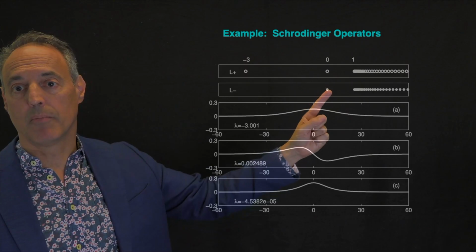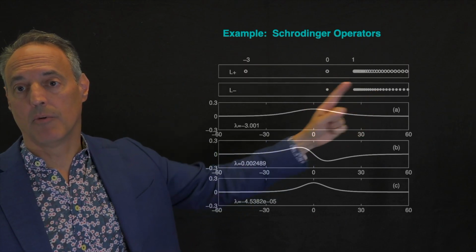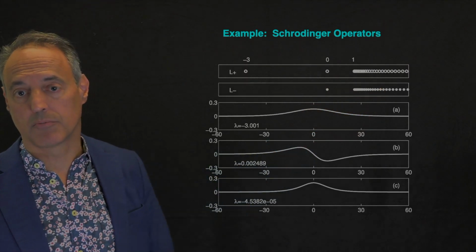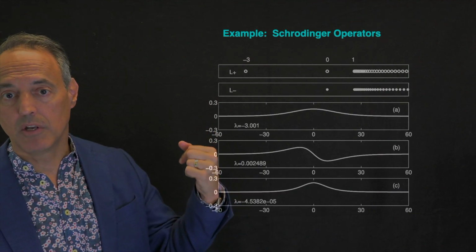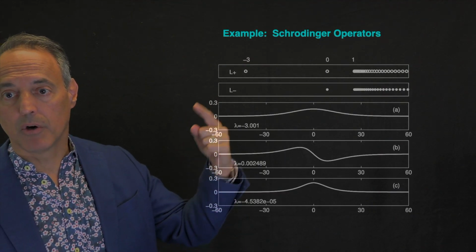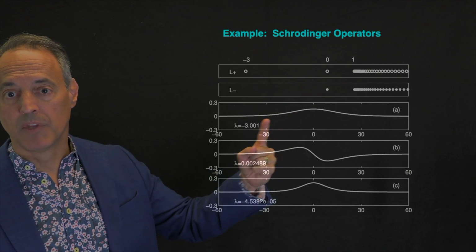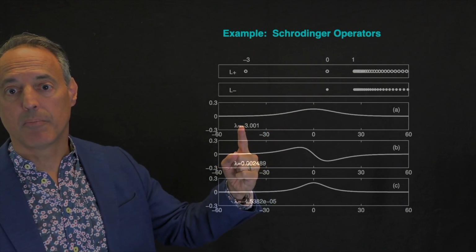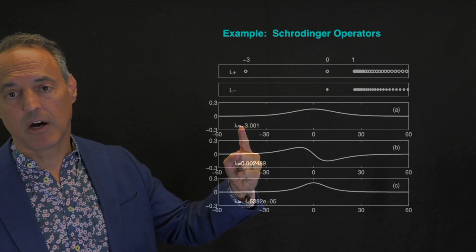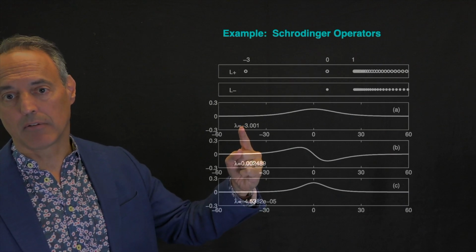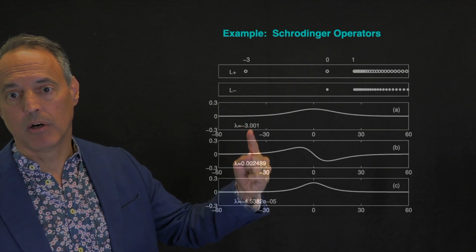L minus has one mode here. The rest of the spectra is here. This is also a continuous spectra. And if I look at these discrete modes, so if I look at the discrete mode here for the L plus L minus, this is the first mode whose eigenvalue is negative 3.001. So the actual eigenvalue is exactly at negative 3. So you're within 10 to the minus 4.